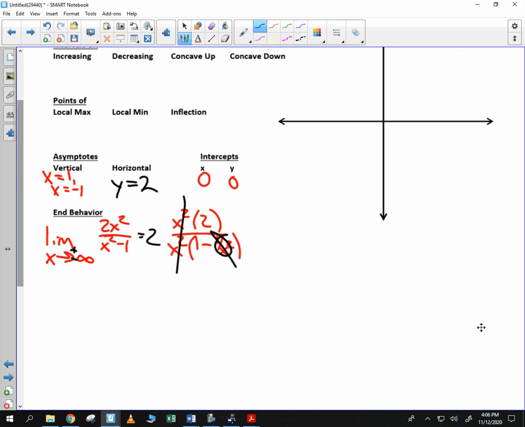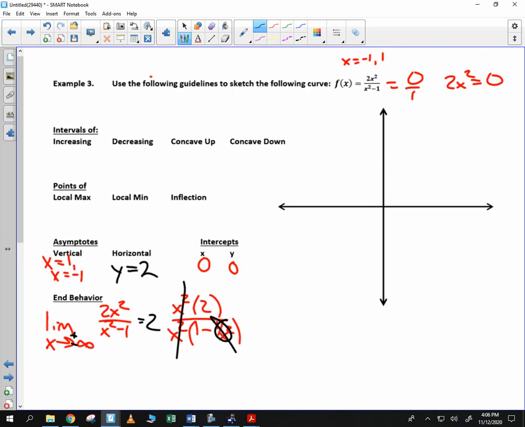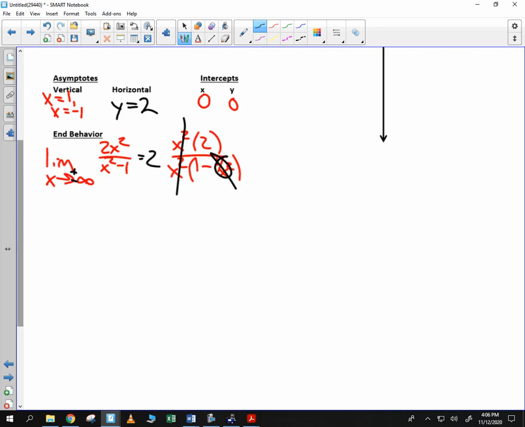I've already got some really good indications about what this graph looks like by this data below. But in order to determine the rest, I need to consider the first derivative and the second derivative. F prime of x, I will use the quotient rule. Derivative of the top is 4x times the x squared minus 1, minus the derivative of the bottom times the top left alone, all divided by the bottom squared.